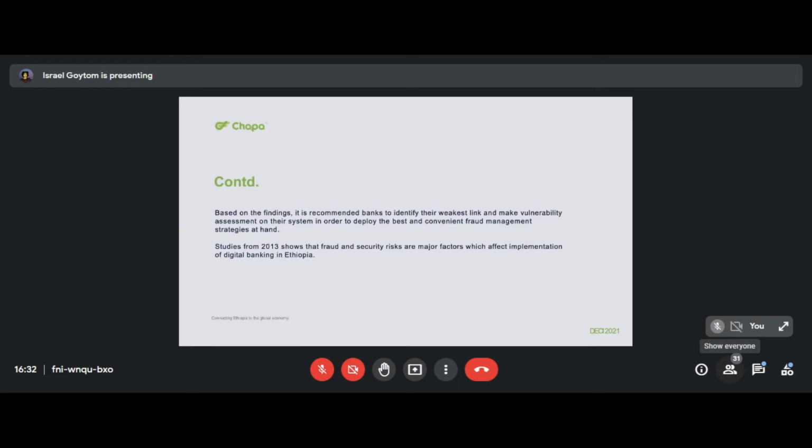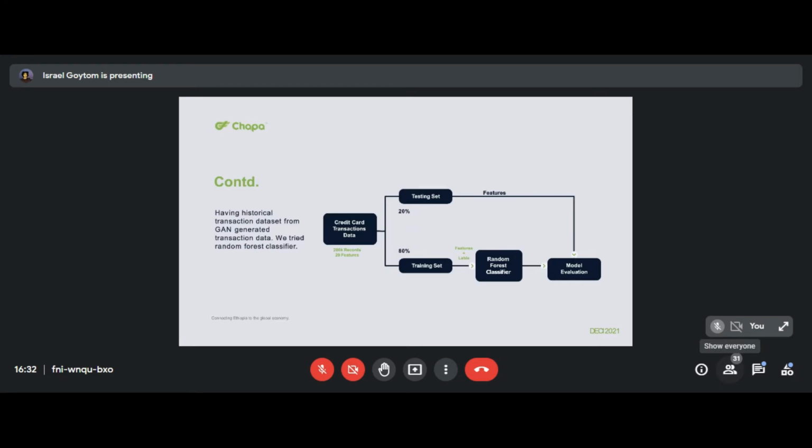Back in the day, a study from 2016 shows that fraud and security were major factors affecting the implementation of digital banking in Ethiopia. Even right now, when we try to build something, everyone asks us, how about the security? How about the fraud? How about the cyber issues? So this is the typical model we're trying to build for fraud.